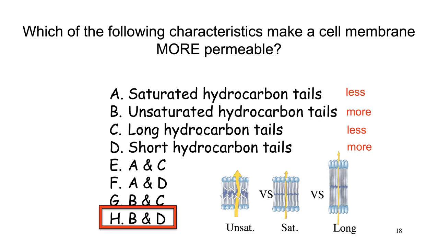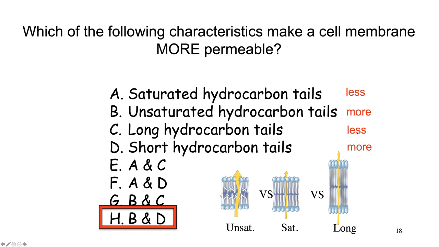So, saturated tails make things less permeable. If you have the saturated situation, this is what you're looking at. Overall, it reduces permeability because it's more tightly packed. Unsaturated hydrocarbon tails is this scenario right here. Here you're going to be less closely packed together. It's going to be more permeable.